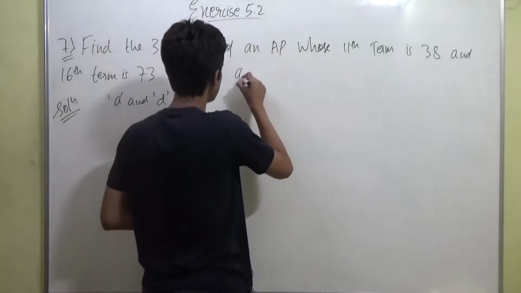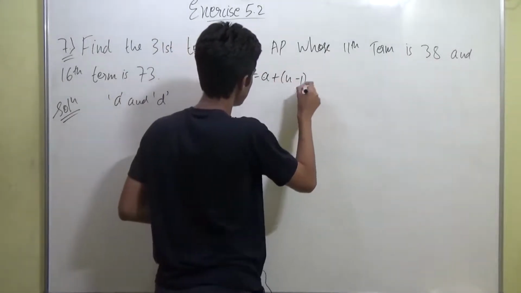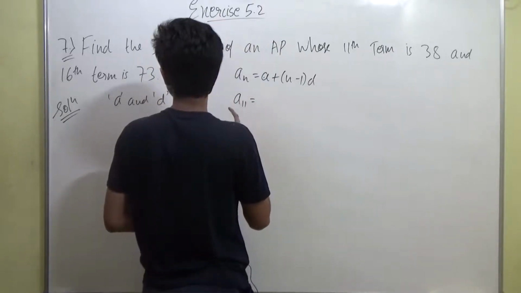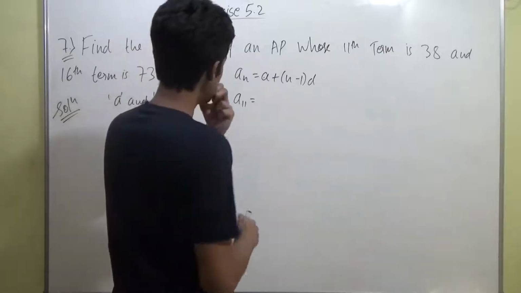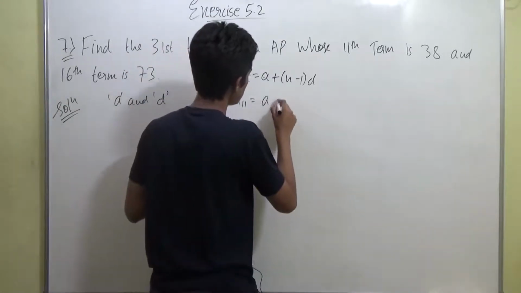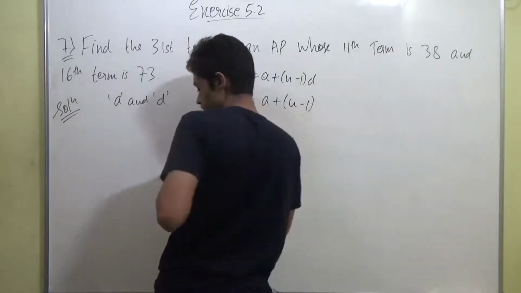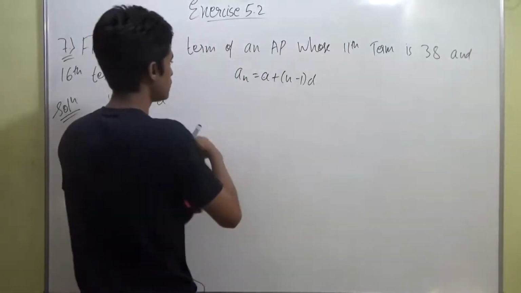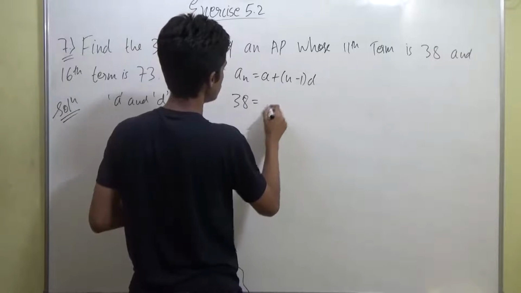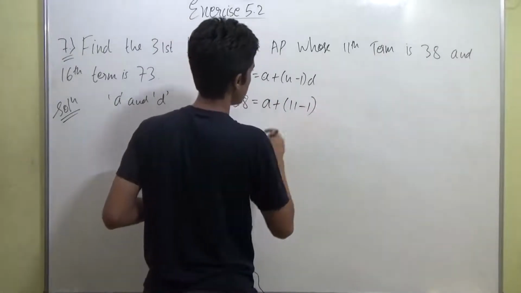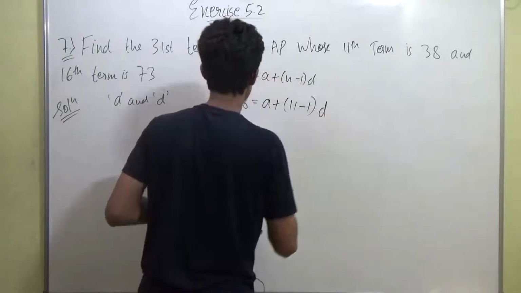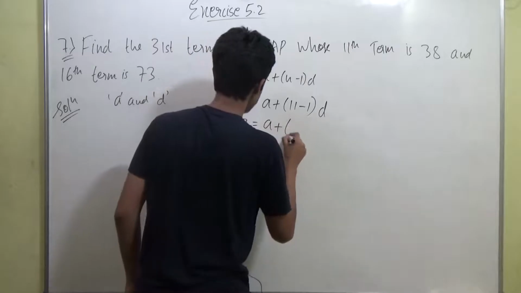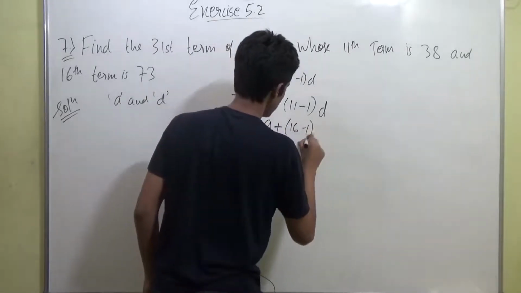So we'll use this formula, A of n equals A plus n minus 1 into D. So A of 11 equals A plus n minus 1, oh just a minute guys, the 11th term is given as 38, so we can write 38 here. 38 equals A plus, n equals 11, so 11 minus 1 into D. Getting it guys? After that the 16th term is 73, right? 73 equals A plus 16 minus 1 into D.